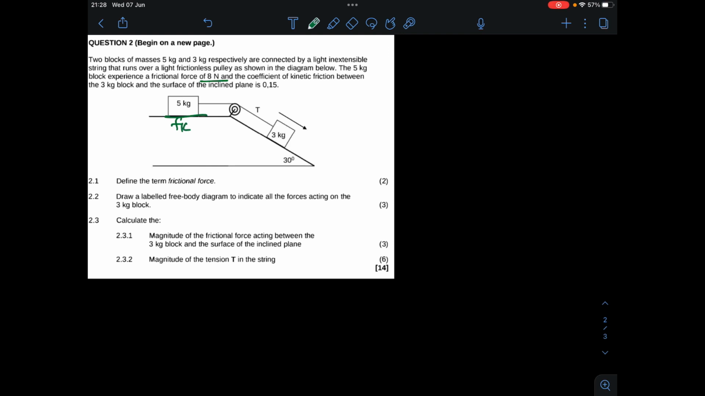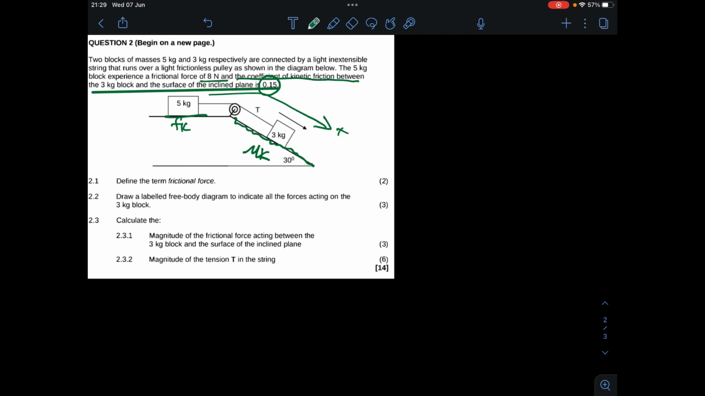There's an Fk. And the coefficient of kinetic friction between the 3 kg and the surface of the inclined plane is 0.15. We're told about the description of the surface there, which is a mu k of 0.15. Guys, in the diagram, this is a system. It accelerates to the left, the 5 kg, and the 3 kg accelerates down the slope. Remember, it has one acceleration. We choose that direction as positive. That means up the slope is negative, and the 5 kg left is going to be negative.